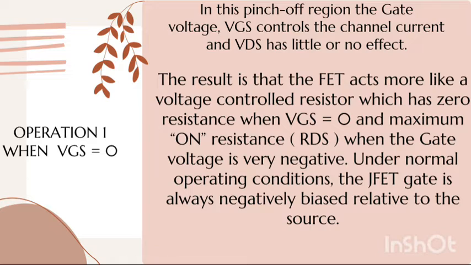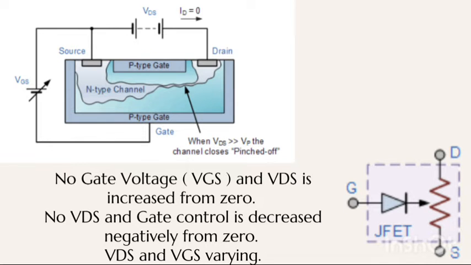Under normal operating conditions, the JFET gate is always negatively biased relative to the source. We also should know for this operation, with no gate voltage, VGS is 0 and VDS is increased from 0. Then VDS is 0 and the gate control is decreased negatively from 0. VDS and VGS are varying.